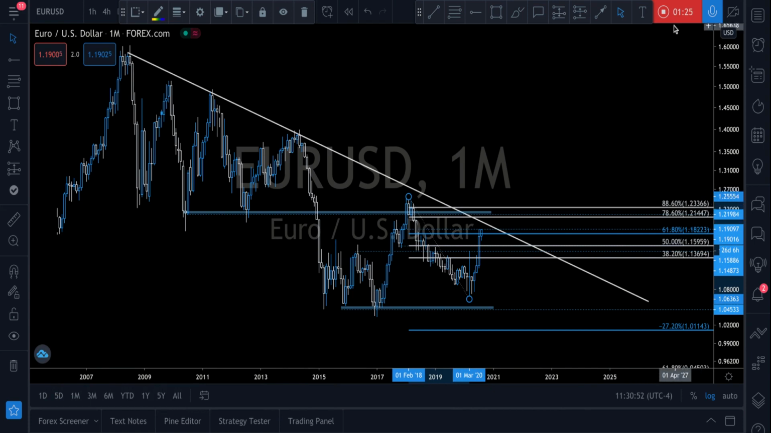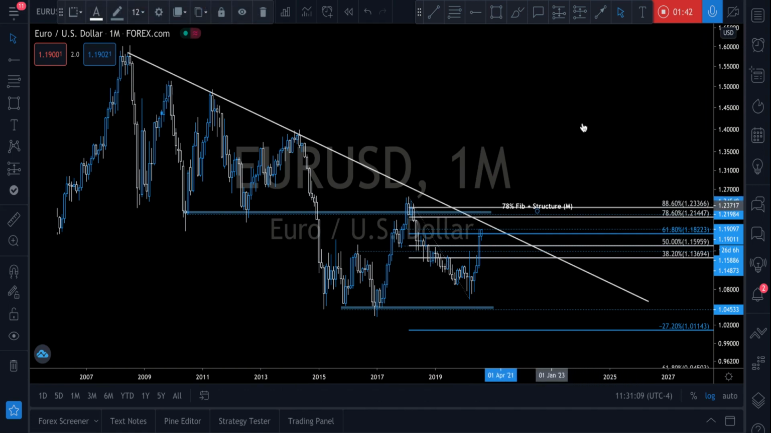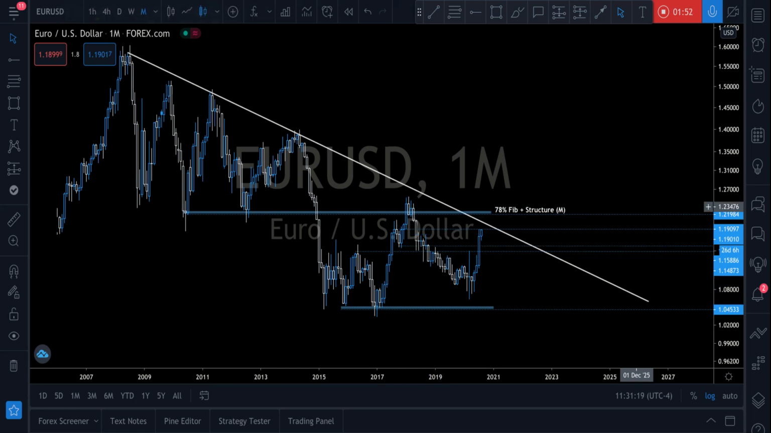So you can see the 78 fib level aligns pretty well with this area of structure. So what we're going to do is highlight that 78% fib, that structure, and it could coincide with that descending trend line as well. But right now that's two pieces of confluence plus your entry condition, which would make it three to make this potential setup an ideal setup for us to monitor and use as execution moving forward.